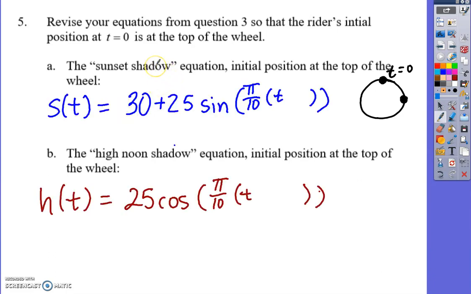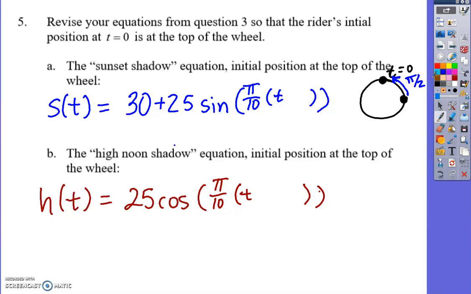Okay, so for our sunset shadow, I've stuck with sine here. You can change that if you want, but it's a little trickier. I still want to be talking about the vertical distance off the ground. And so I need times 0 to give me 55, because I know that's the right answer. So I know when I plug in 0 for t, I'm supposed to get 55. So this is all I've done right now. And I also know that my shift on the circle from here to here is pi over 2, because that's the shift of the circle in radians.